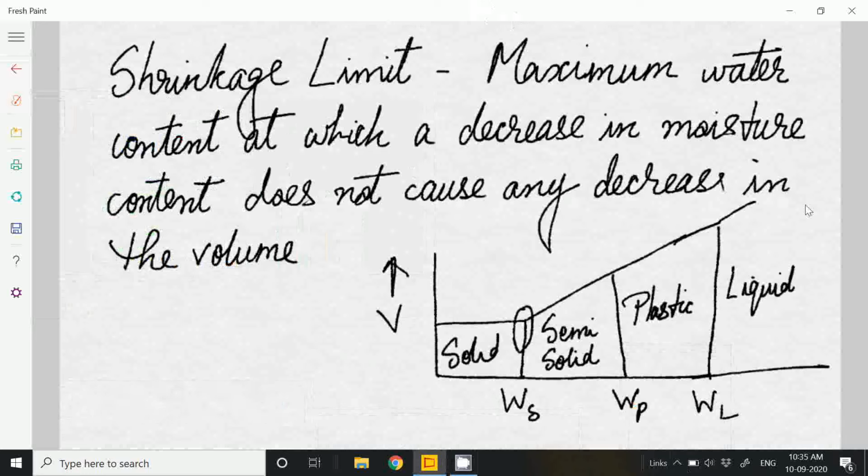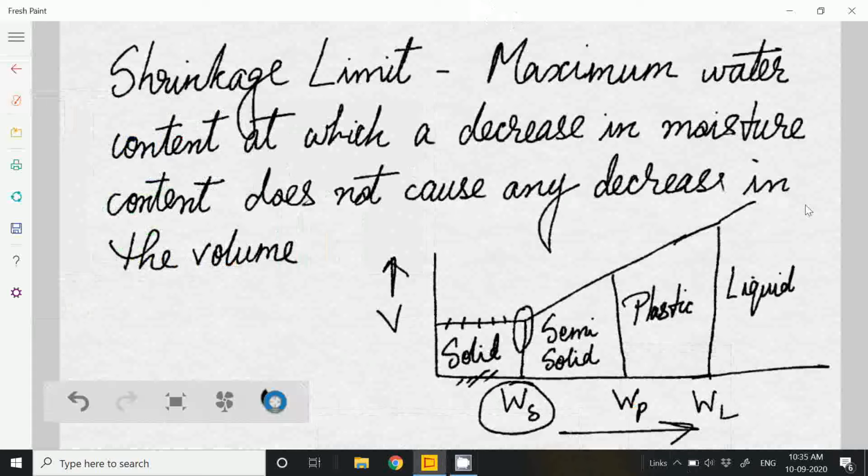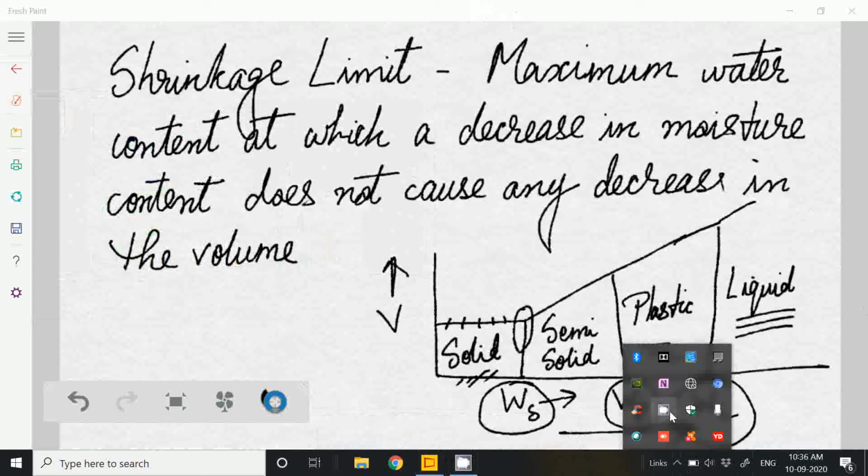So once again I repeat, this is the moisture content, isn't it? So if I decrease the moisture content below the shrinkage limit, if I go here or here or here, the volume does not change, the volume remains constant, isn't it? Then after you increase it beyond shrinkage limit, it becomes semi-solid. Then at one point of time it becomes plastic. It has the plastic property. Then at one point of time, when you increase the moisture content further, you get the liquid state. So it is not that tough, it is simple.